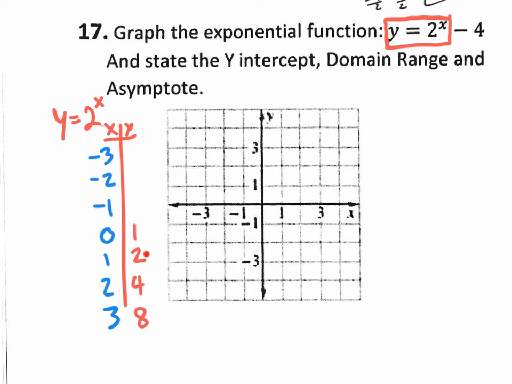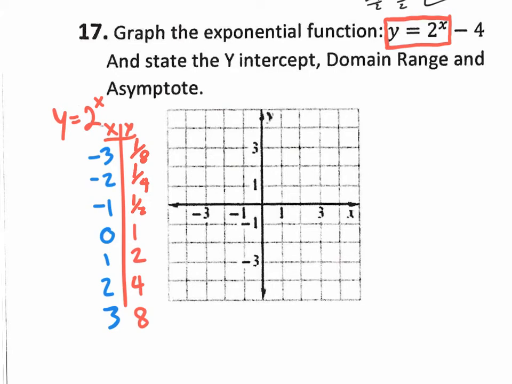And if you're multiplying by 2 this way, backwards is dividing by 2. Or as I'd like to say, if you're multiplying by 2 this way, backwards is multiplying by the reciprocal of 2, which is multiplying by half. 8 times half is 4, 4 times half is 2, 2 times half is 1, 1 times half is 1/2, 1/4, 1/8. So I have my parent graph coordinates.